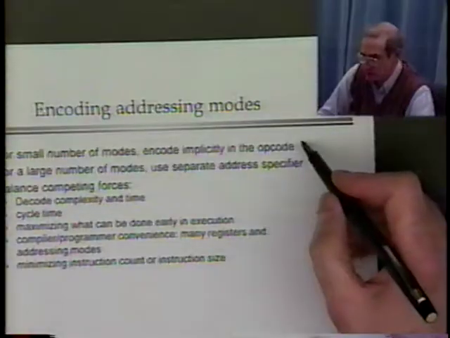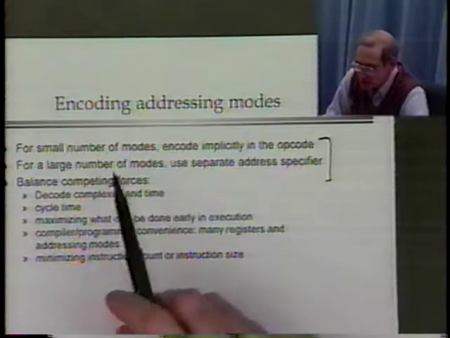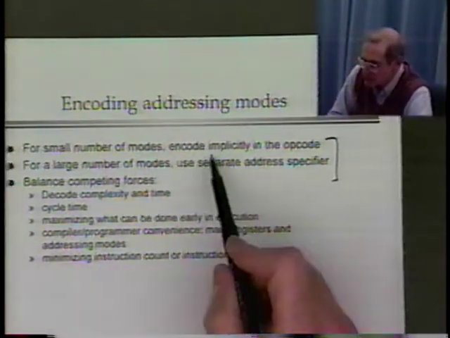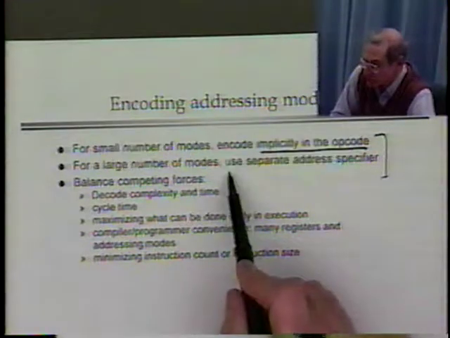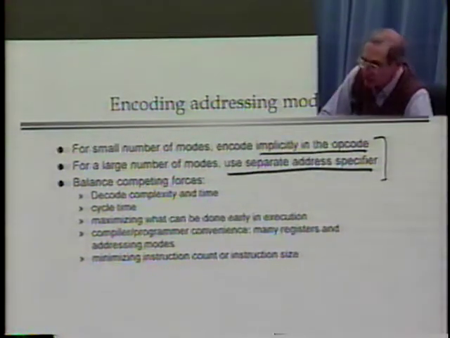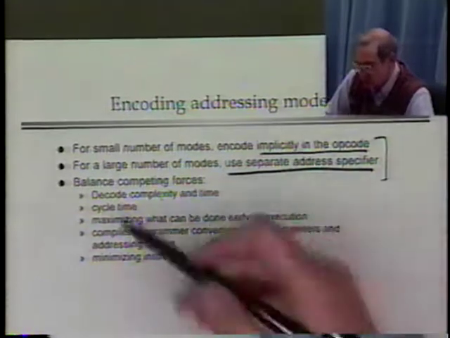In fact, that's talked about a little bit here, that in encoding which of those addressing modes you're using, you could implicitly put it in the opcode, or you could explicitly, when there's a large number of modes, use a separate byte or field within the instruction to indicate the address access technique that you want to use. I think we'll skip over this part of this here.